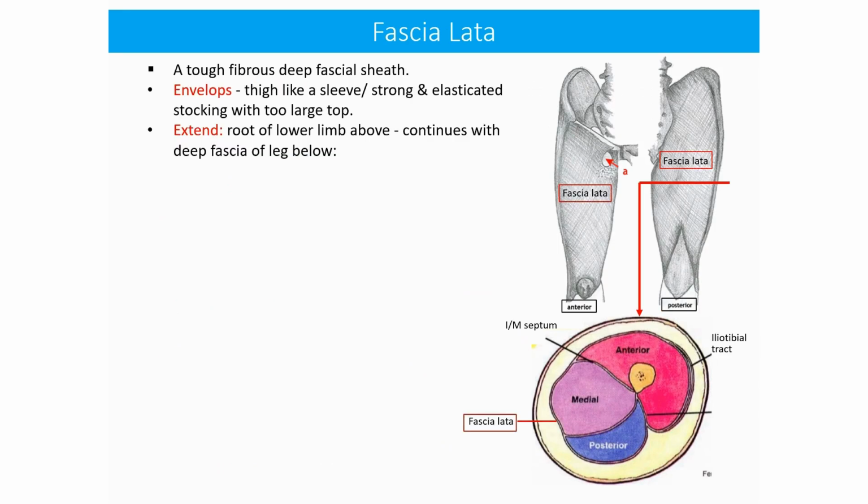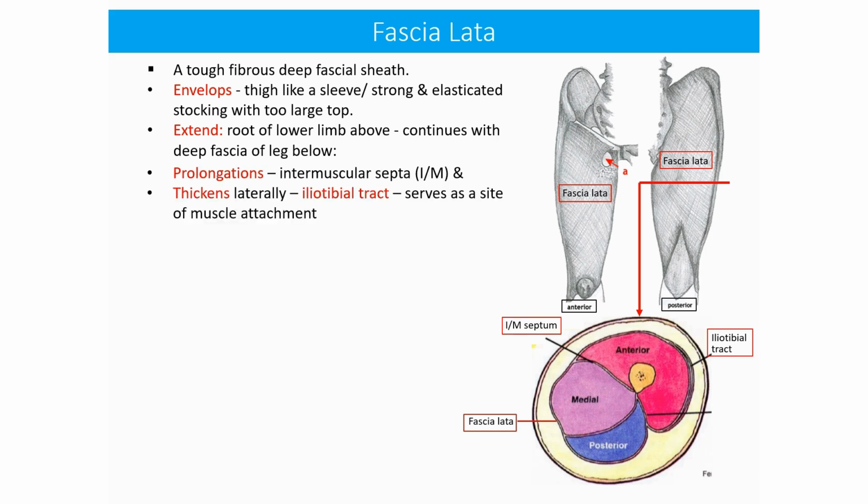Fascia lata is a tough, fibrous, deep fascial sheath which envelops the thigh like a sleeve or a strong and elasticated stocking with a tight top. It extends from root of the limb above and continues with the deep fascia of the leg below. It prolongs inward as intermuscular septa and thickens laterally as iliotibial tract, which serves as a site of muscle attachments.